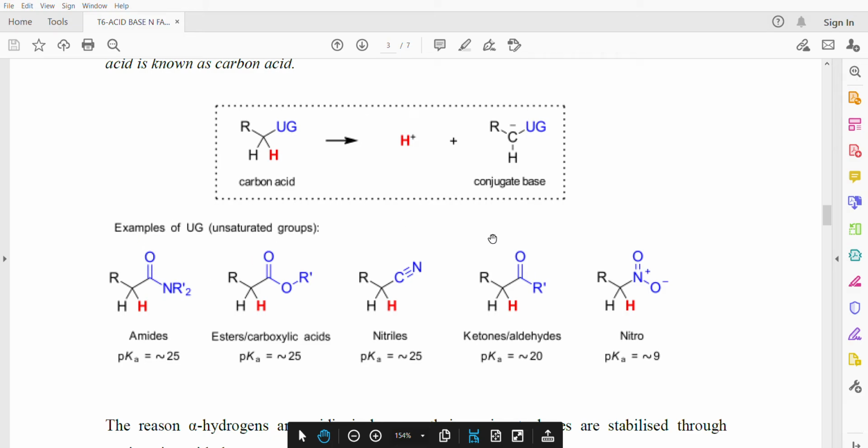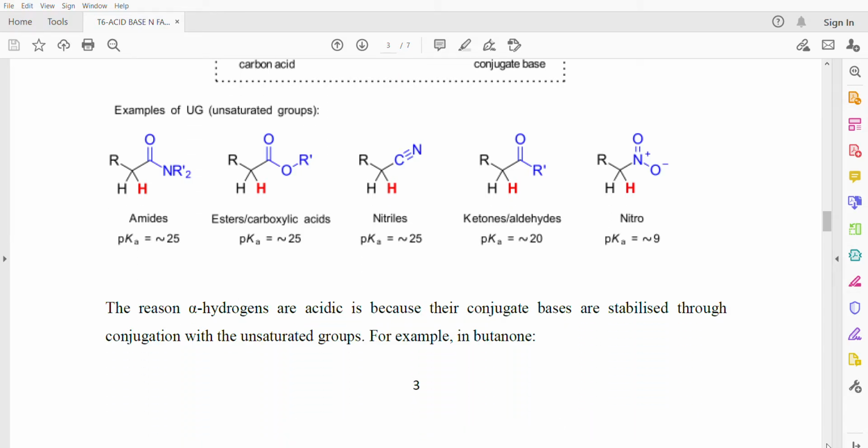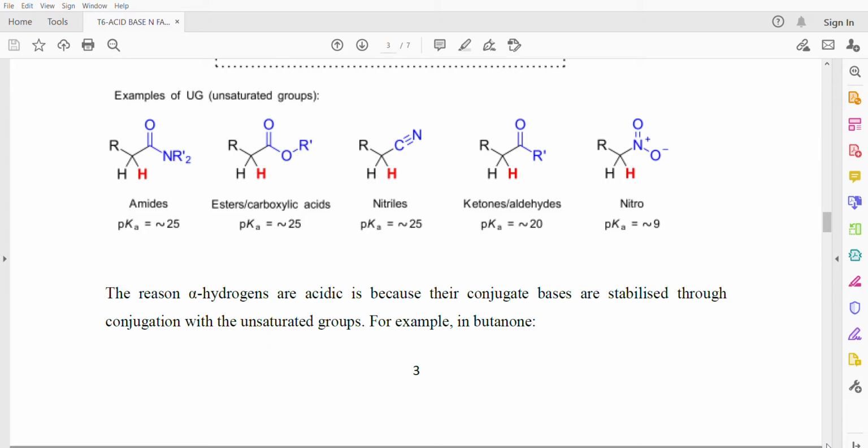There are many possibilities for the unsaturated group. It could be an amide, it could be in the form of esters, it could be an acid if R prime is H. It could be nitrile, carbonyl compounds, both ketone or aldehyde, or nitro, and pKa values are given. You can compare which one is more acidic. As you go towards the nitro group, you see that acidity is enhanced, whereas amide, ester, carboxylic, nitrile and carbonyl groups have almost the same pKa, not a very drastic change.